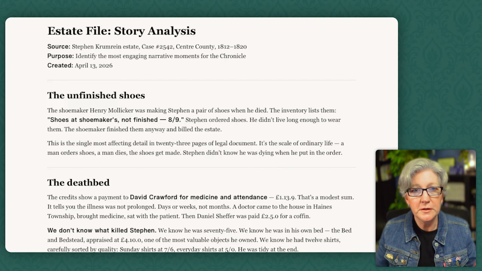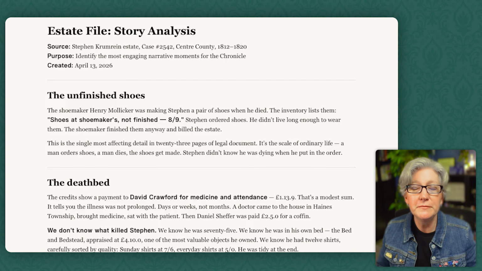That was particularly helpful because, again, I'm focused on story writing, and it's in those estate files where there's inventories and details of what happens to a person's belongings after death that really make a difference for a good story. So let's take a look at what Claude came up with. Here is the file that Claude created of the analysis of the estate file.